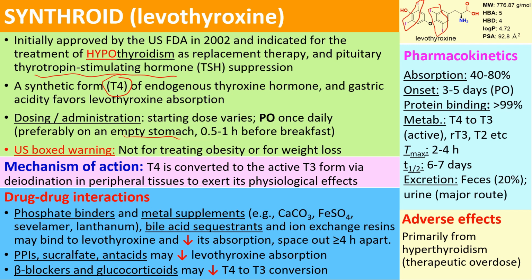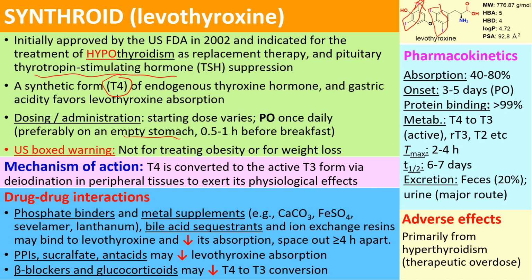Mechanistically, T4 is converted to the active T3 form via deiodination in peripheral tissues to exert its physiological effects. Because this is T4, and the active form is T3, T3 is formed by removing one iodine from the outer ring. Therefore, that's the process of converting from T4 to T3.